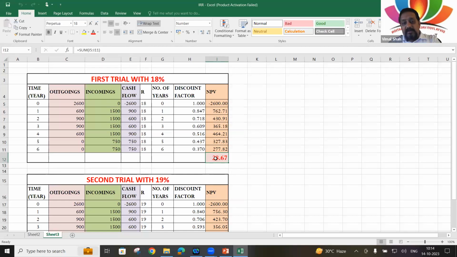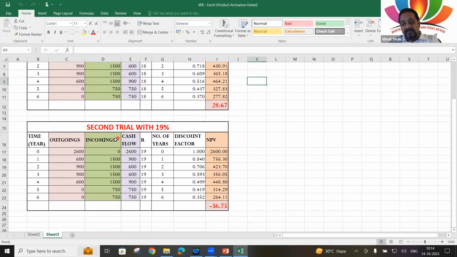So if you are getting this net present value positive, what does it mean? If the net present value is positive, it means that you are getting a return of more than 18%, because this is showing positive. Now I want the exact return. So what I will do, again the same cash flow.